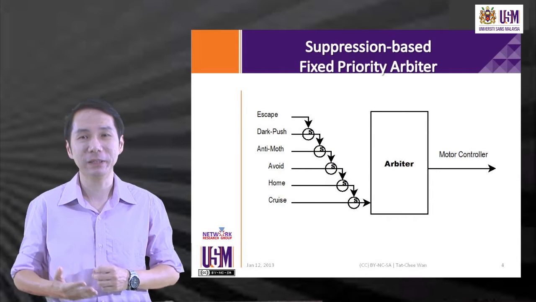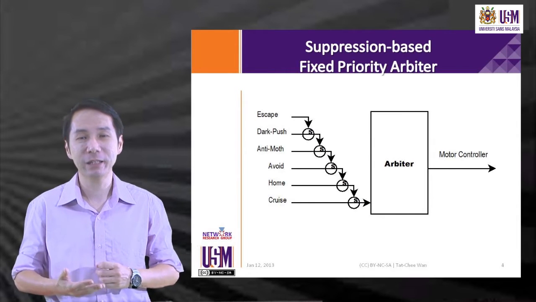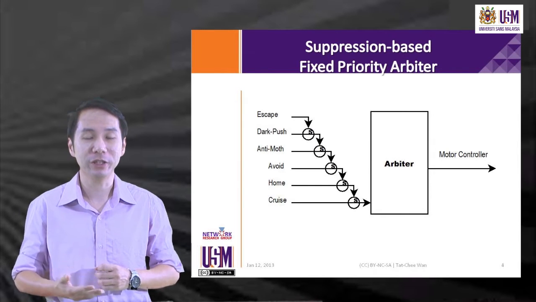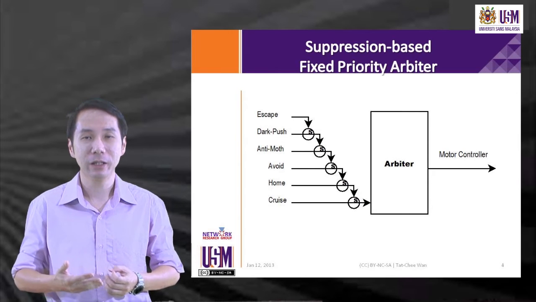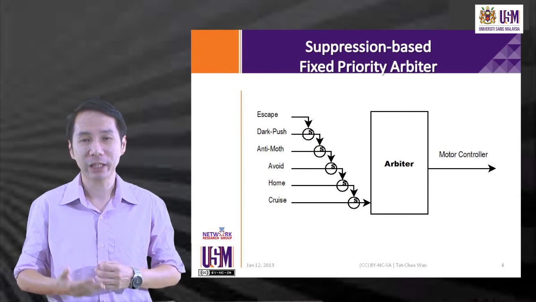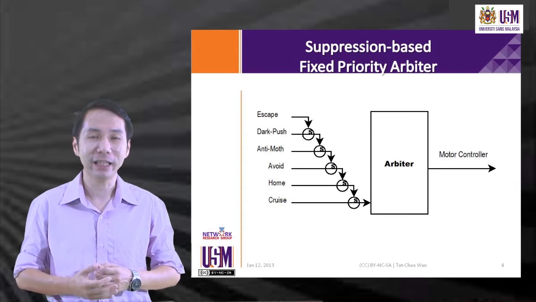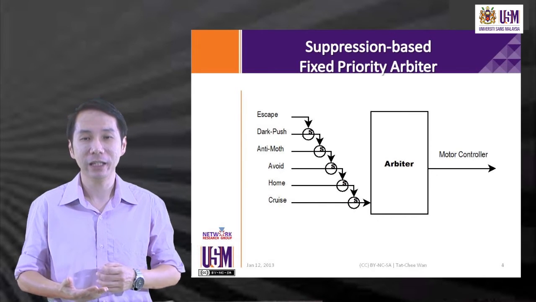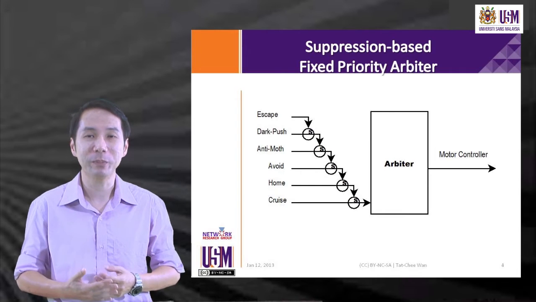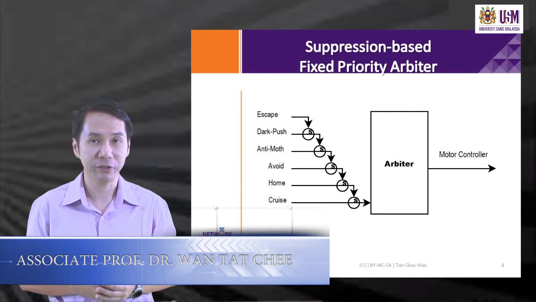Previously, when we were studying the arbiter, we studied a fixed priority arbiter. What this means is that higher priority behaviors will overcome or replace lower priority behavior outputs. We can represent this using the suppression and inhibition representation. Using the suppressor nodes, we can suppress the output of lower level behaviors using the upper level behaviors, and this results in a fixed priority suppression based arbiter that performs in the same way as the arbiter we studied previously.